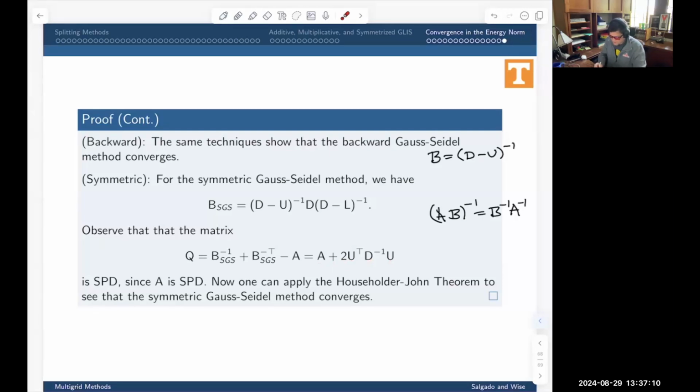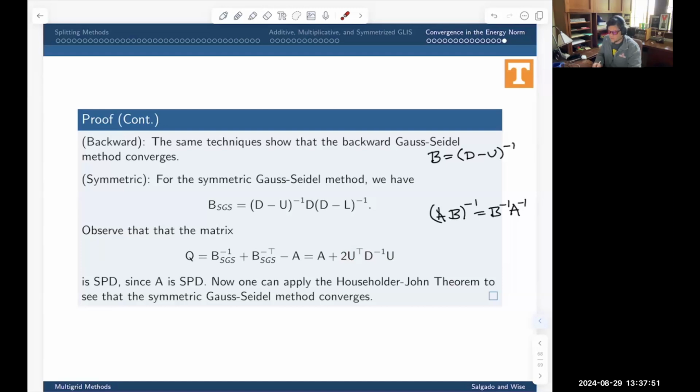So the question is, is this symmetric positive definite? Well, it is. It's maybe not completely obvious, but here's the reason why. If I have two symmetric positive definite matrices and I add them together, then I get another symmetric positive definite matrix. That's a known property. Well, A is symmetric positive definite, but what about this guy? This one is also symmetric positive definite. D inverse is symmetric positive definite. If I pre-multiply by U transpose and post-multiply by U, this product is still symmetric positive definite.